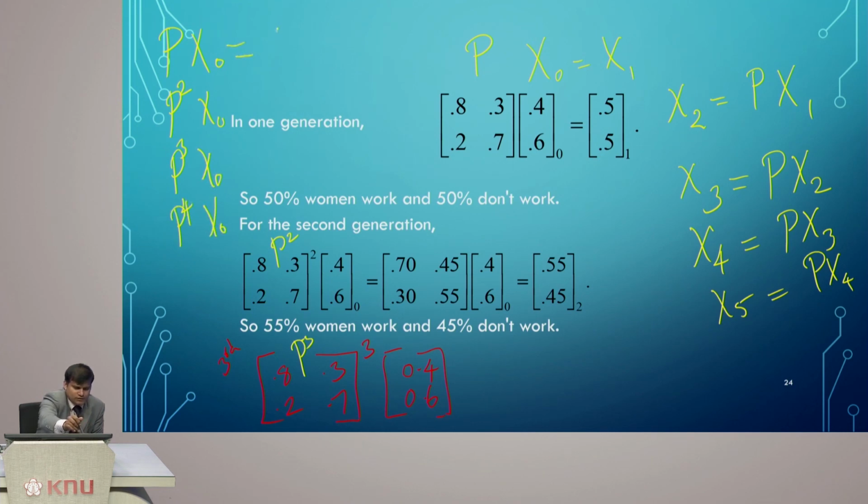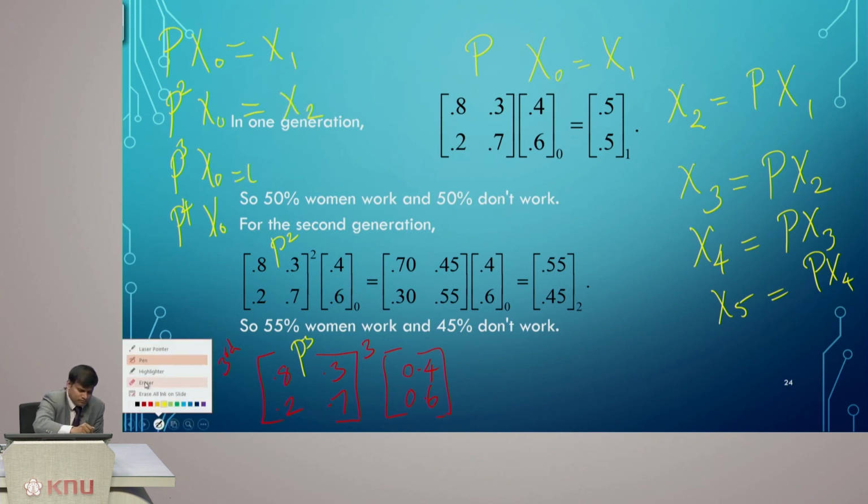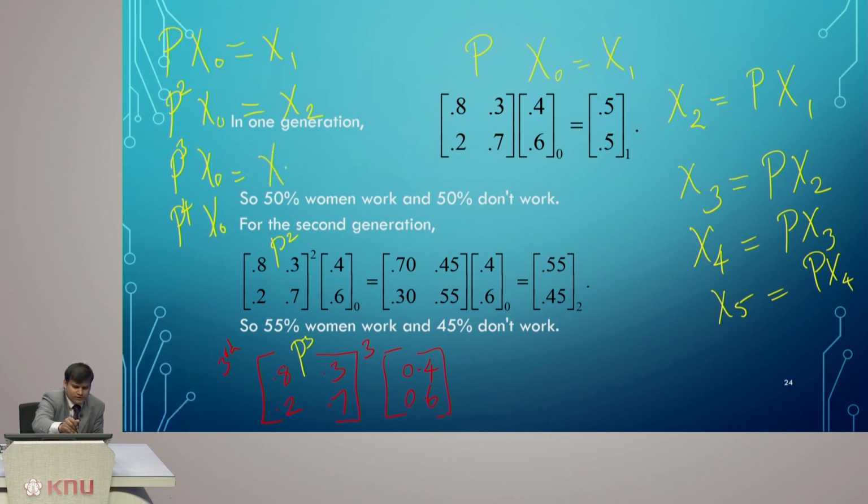So this gives you x3, x4 and so on. So that gives you the whole information.